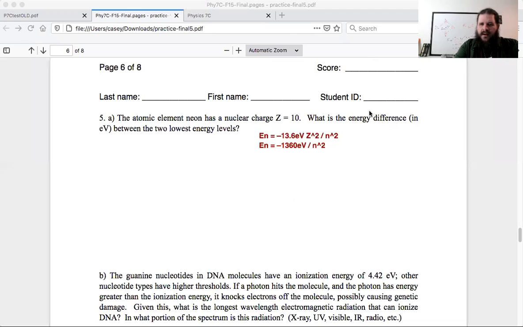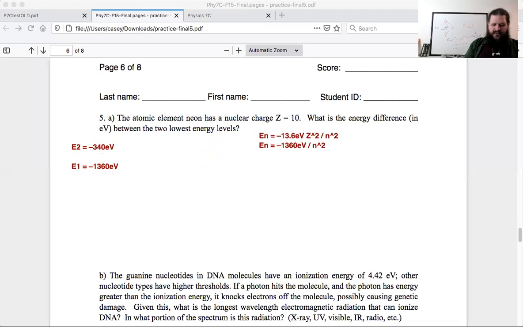So let's try plugging in some numbers and see what happens. I'll grab a calculator. First one, of course, if we just plug in 1, we're just dividing by 1, so we just get the number, negative 1360. So the lowest possible energy level, E1, is going to be negative 1,360 electron volts. And then everything beyond that, we're just going to be dividing this by 2 squared or 3 squared or 4 squared and so on. So 1360 divided by 2 squared is going to be 340. E2, negative 340 electron volts.